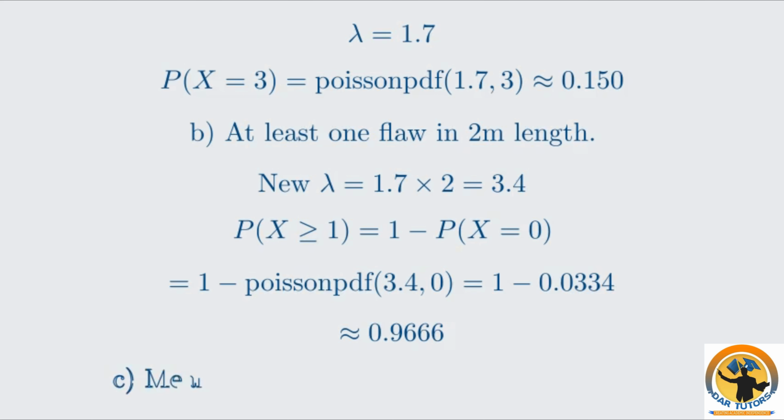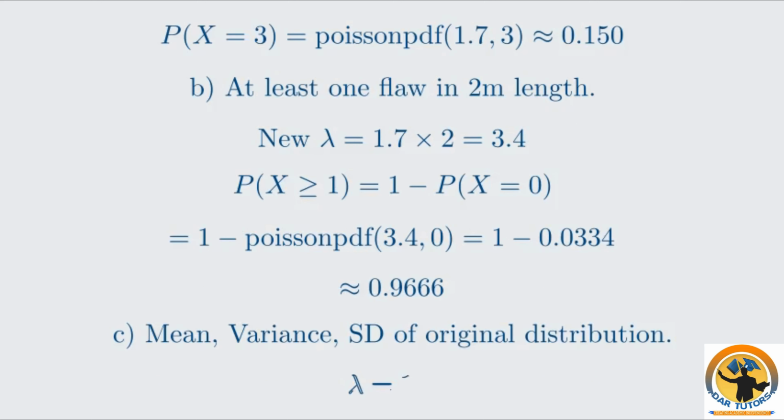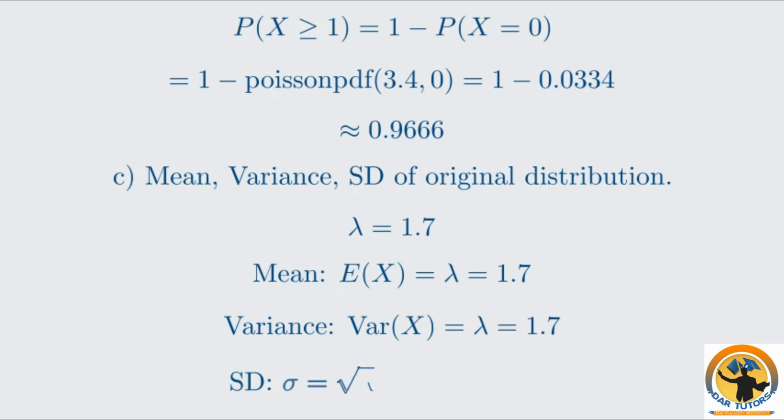Part C asks for the mean, variance, and standard deviation of the original distribution, 1.7 flaws per meter. As we learned, for a Poisson distribution, the mean and variance are both equal to lambda. So the mean is 1.7 and the variance is 1.7. The standard deviation is the square root of 1.7, which is approximately 1.30.